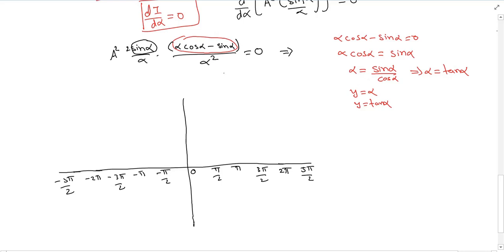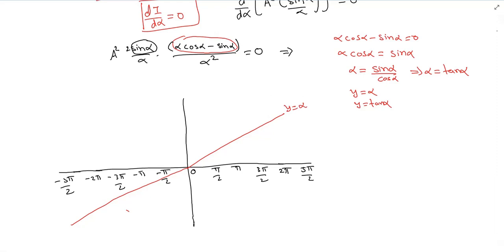So what is the nature of y equal to alpha? y equal to alpha is a straight line passing through the origin. Okay, it is the line passing through the origin. Right? So let us redraw this neatly. y equal to alpha is a straight line passing through the origin.